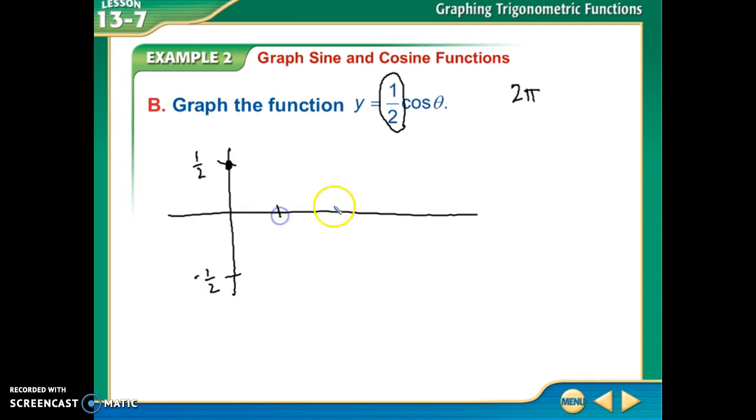So I'm going to go 1, 2, 3, 4. This is 2 pi. This is pi. Pi over 2. 3 pi over 2. All right, and then for cosine, we start up top, come to 0, go down to the bottom, come to 0, back up at the top. And we're just going to draw our wave in.